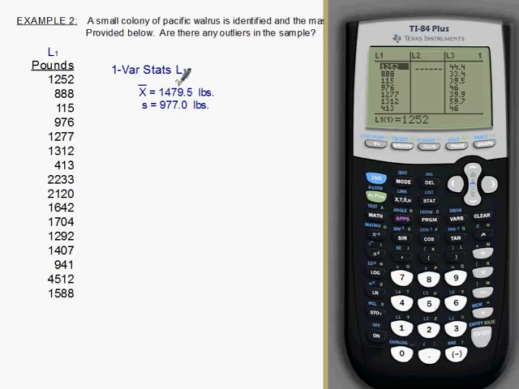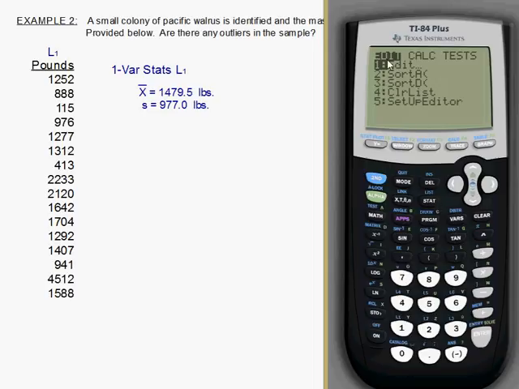Now, what's this whole one var stats business? What I'm going to do is go second quit, so I get to my home screen. If I hit the stat button, we have edit, calc, and tests. I'm going to move over to calc, and up here we have one var stats and two var stats and a bunch of other stuff, regs.